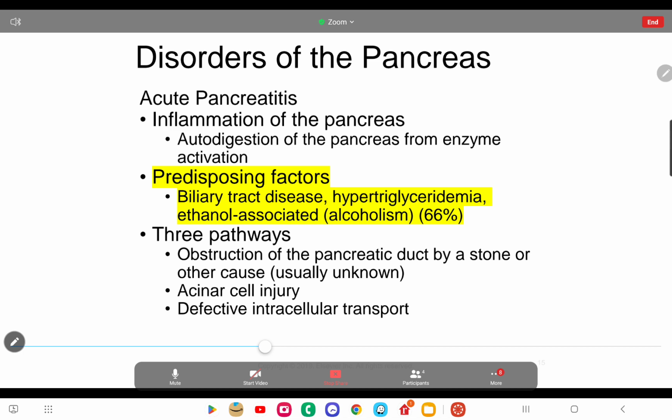Acute pancreatitis. Risk factor for acute pancreatitis. Listen, I always try to give you the most important one. You have to memorize all of them. But if you want to at least get the most important one, alcohol, because that's the most common one. Hypertriglyceridemia, biliary tract disease. Okay, that's okay. But acute pancreatitis, alcohol. Acute pancreatitis, alcoholism. That's the most common cause of pancreatitis in United States and worldwide.